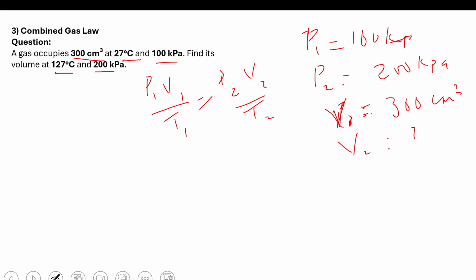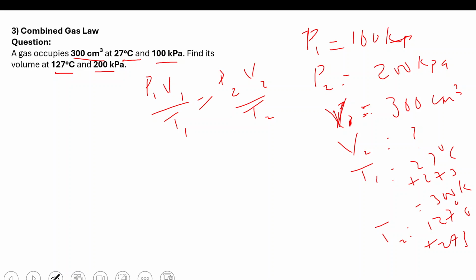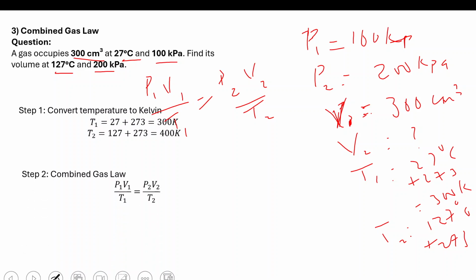Okay, so T1 is 27 degrees C. Convert this to Kelvin, so just add 273. You get 300 Kelvin. And T2 is 127 degrees C. Again, convert to Kelvin, right? So I have everything already stated here: T1 converted to Kelvin, T2 converted to Kelvin, and the combined gas law written out.